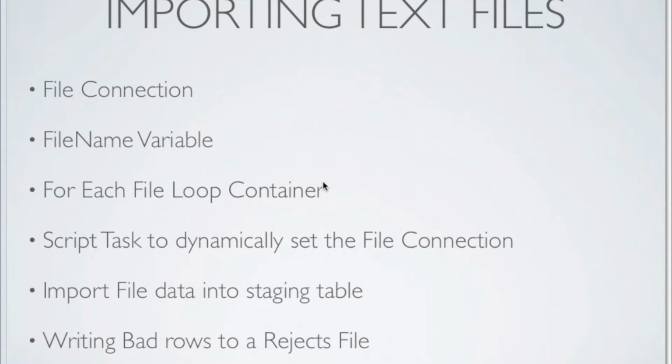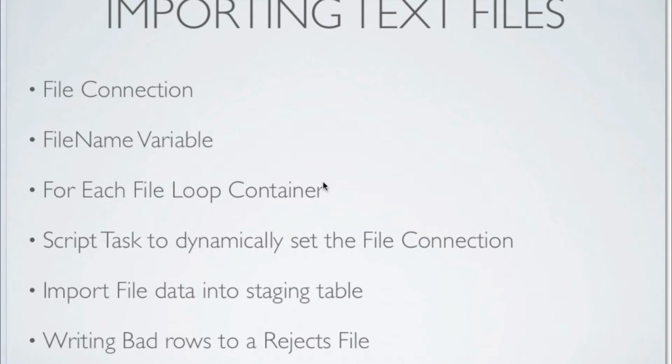In this video we'll be looking at importing text files using the SSIS package that we built in the previous video. We're going to be using a file connection to connect to the file that we're going to import. We'll need a file variable to actually hold the name of the file, because we're going to be using a for each file loop container to examine a folder and import all the files that are in that folder. We're also going to use a script task to dynamically set the file connection, and a data flow task to import this into a staging table, and then we shall consider how to write bad rows or rejected rows into a regex file.